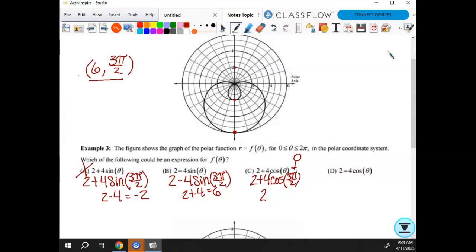All right, let's go ahead and look at D. So I'm going to get 2 minus 4 times the cosine of 3 pi halves. Well, that's still 0. So this is still 2. Well, if I didn't hate C, I don't hate D right now either. Okay, we're good with that?